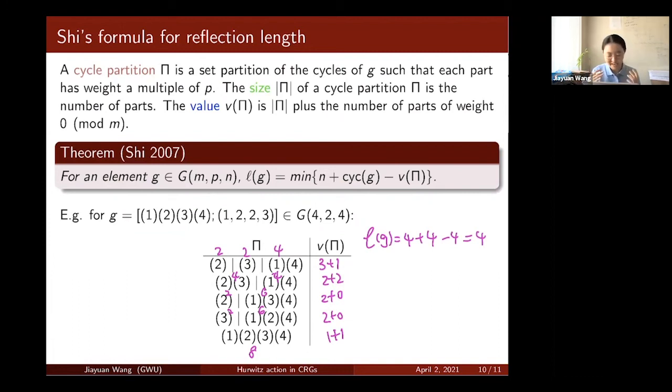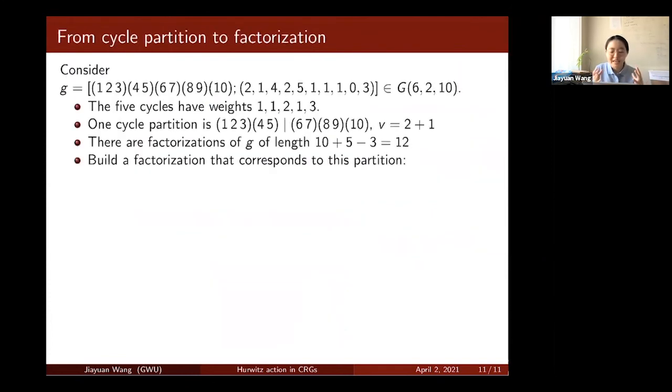So this is how we can apply Shi's formula in finding the reflection length of any given element in G and Pn. Also, what this sort of implies is that given any cycle partition, we can find factorizations that would have this number of factors. So now I will show how, given a cycle partition, we can build a factorization.